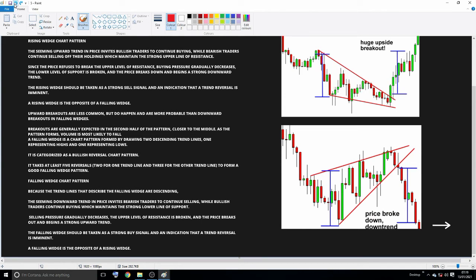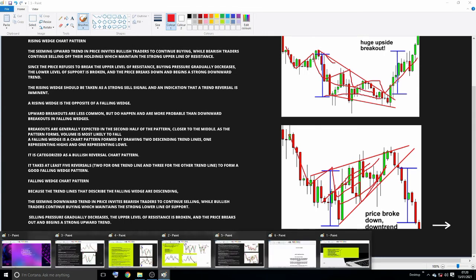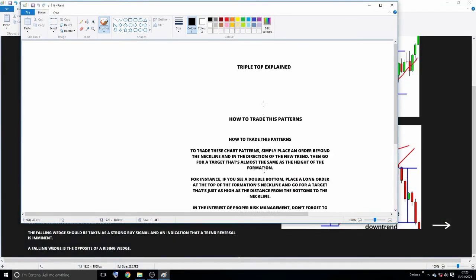And the falling wedge is the opposite of the rising wedge. This is a rising wedge, this is a falling wedge. If your trend lines are both descending, it's a falling wedge, and if both are ascending, it's a rising wedge. So you can just look for these patterns, and if you don't understand, you can just inbox me and I will send you examples from the market, and you can start seeing this and start learning how to trade them, right?